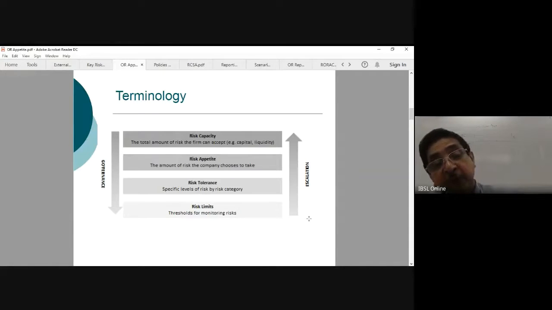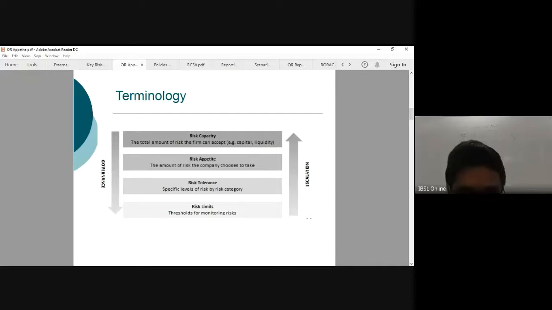So when it is given, the limit requirements are really calculated with the intent of taking into consideration the risk appetite. That is how it comes.